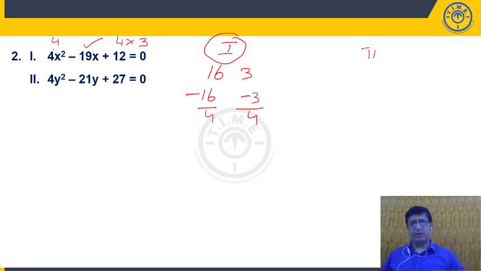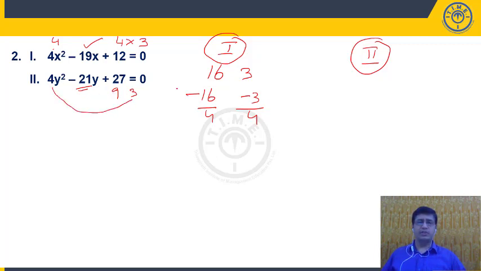Now look at the second quadratic equation. 27 can be expressed as 9 into 3. Now what is the result? The middle part is equal to 21. So 3 into 4 is equal to 12. So 12 and 9, the sum of these two is equal to 21. But here minus is given.